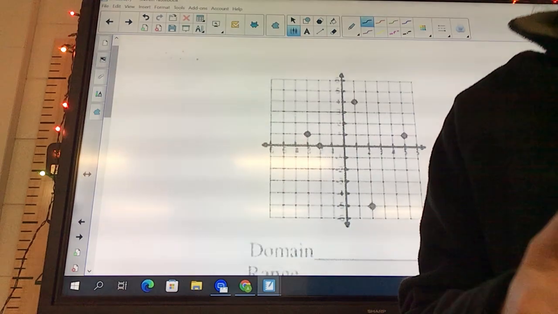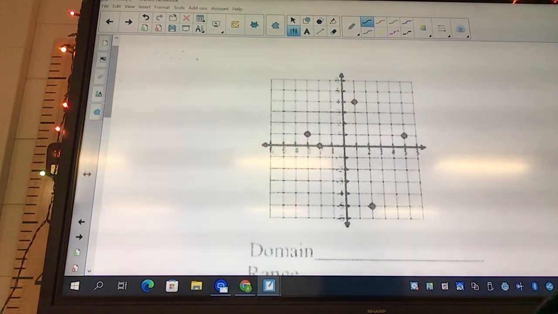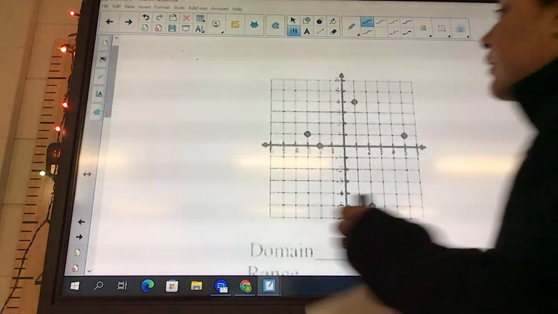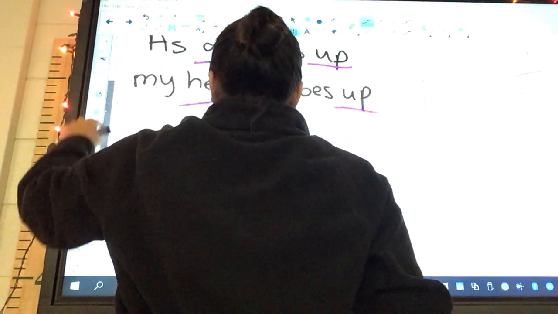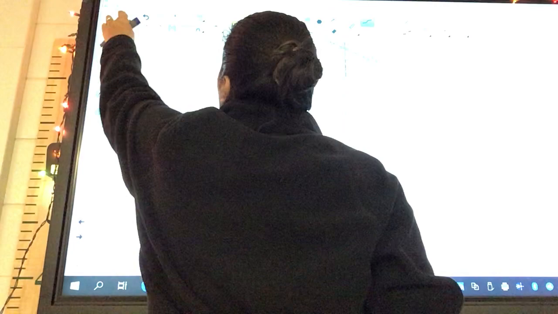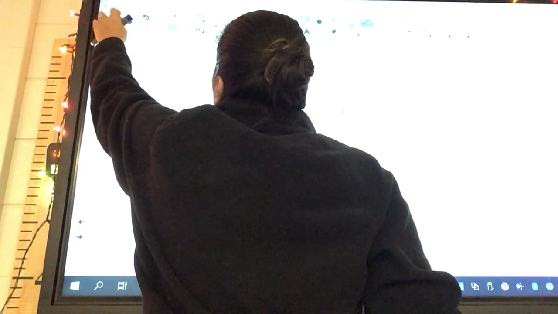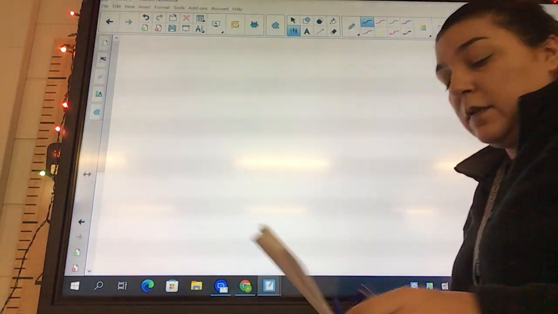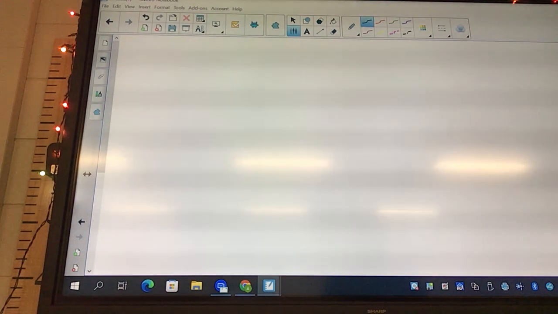Okay, domain and range. I skipped a page, didn't I? Yeah, we did. Okay, write a function rule. Mine's not on there for some reason.